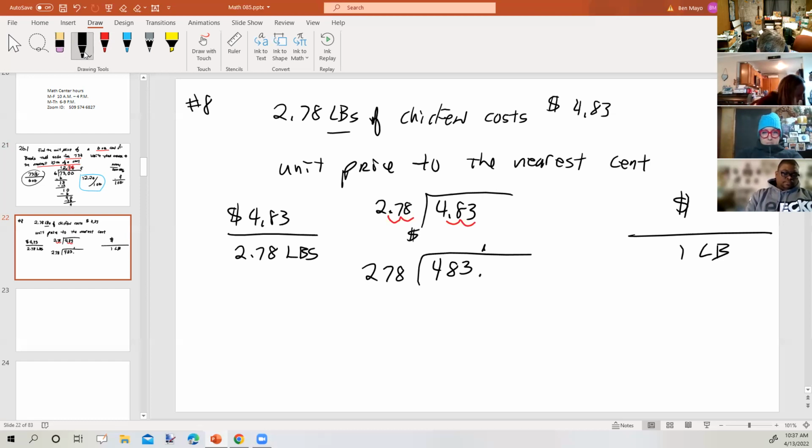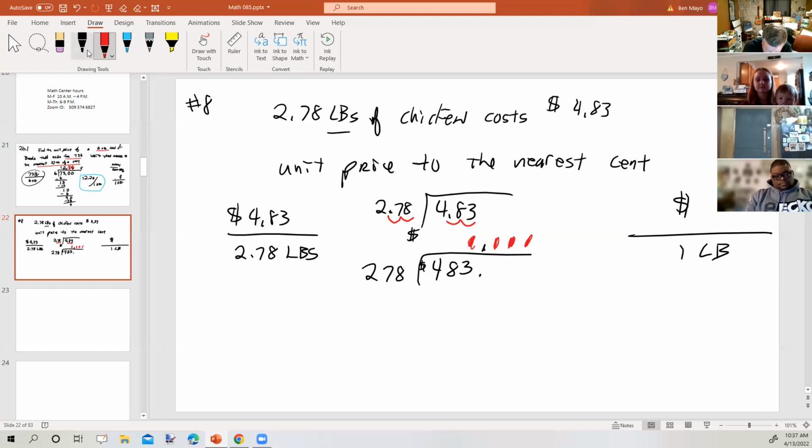Okay, my units are going to be dollars. So this unit is going to be dollars. This unit would be what? 10 cents. This unit would be 1 cent. This unit would be 1/10 of a cent. I need to go over to 1/10 of a cent to round to the nearest cent.